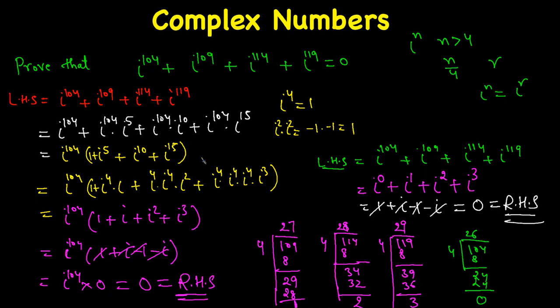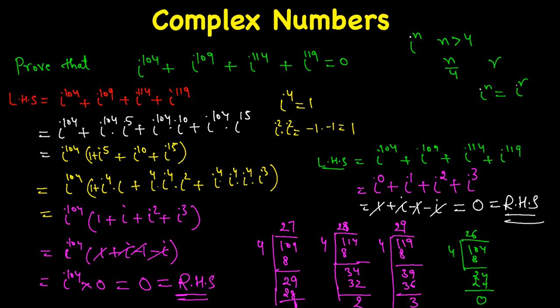But you see a lot of things happening here. You find out iota raised to power 4 is 1. You can factor them out. And here you are using this method. That's where it says if iota is raised to power n and n is greater than 4, then dividing this n by 4 gives you a remainder. Whatever that remainder is, then iota raised to power n is equal to iota raised to power that remainder.